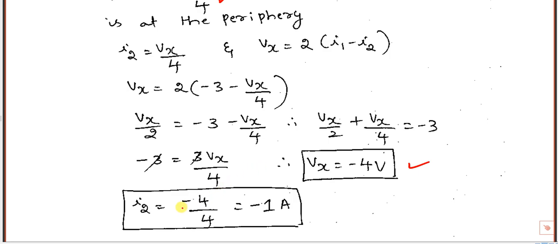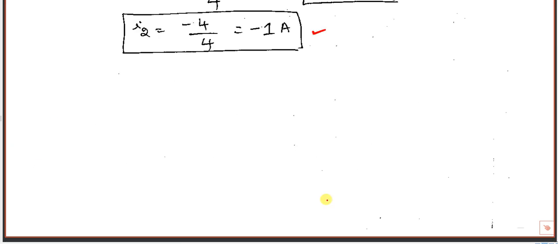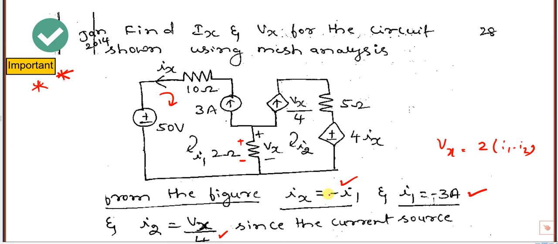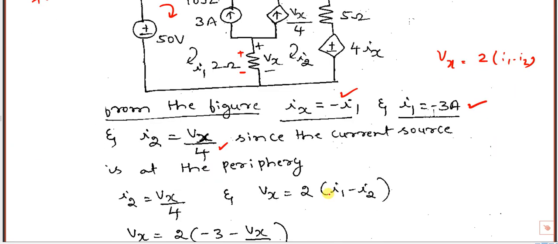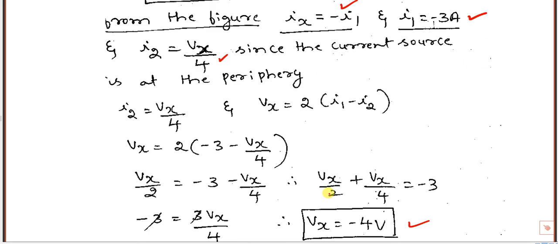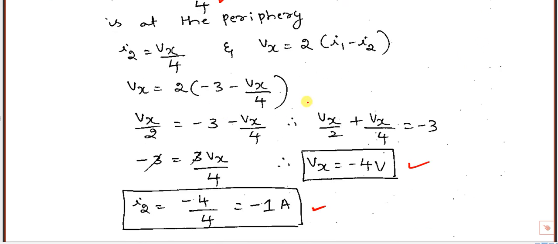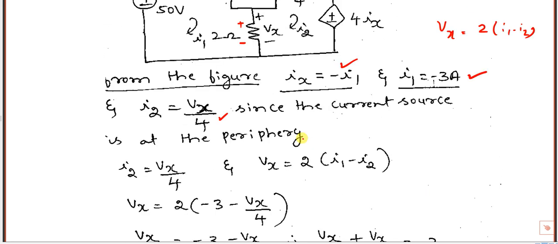We have to find Vx and Ix. So I2 is Vx by 4, which is minus 4 by 4, it is 1 amp. We have to find Ix. Find Ix and Vx. What is Ix? Ix is minus I1. We have to find I1. I1 is already given.